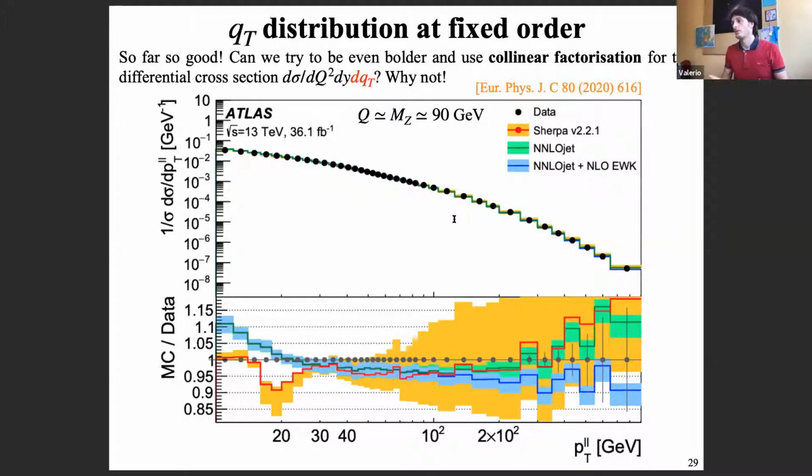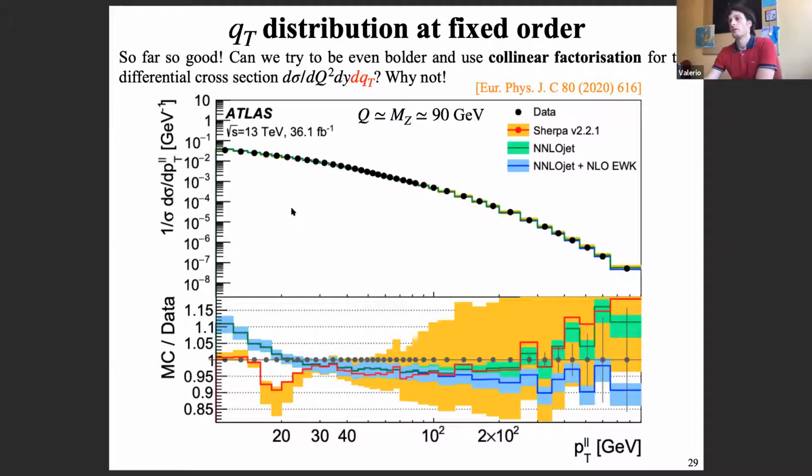Well, you can do that. You just have all the tools. You just do the calculation. It's very complicated, of course. And actually, a full next-to-next-to-leading order calculation for this process has been carried out very recently with the NNLOJET calculation.